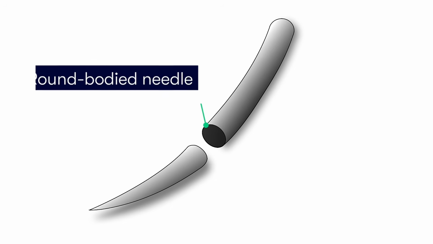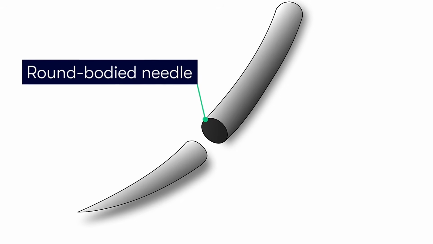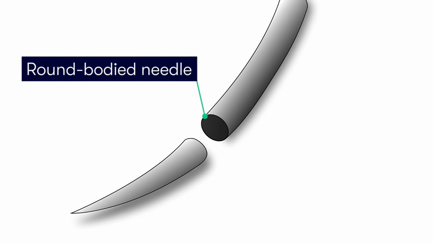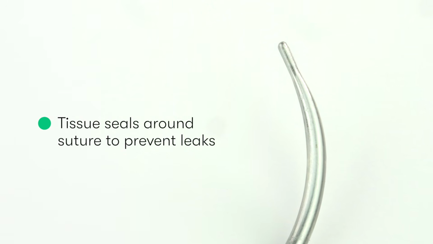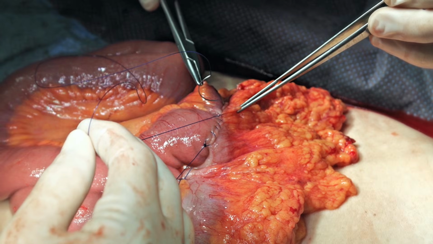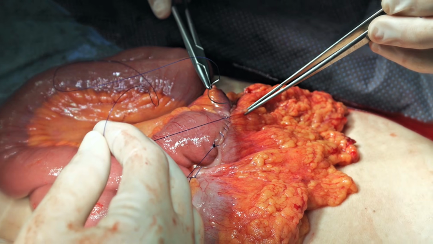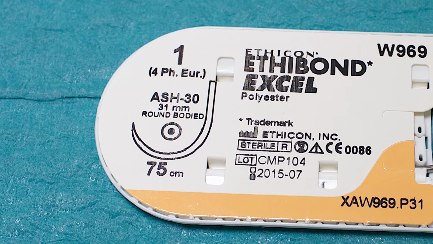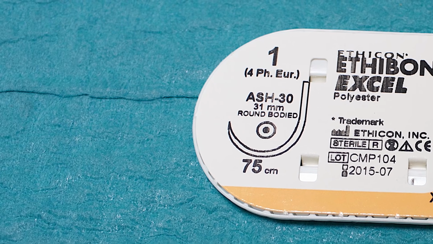With round body needles, the shaft of the needle is circular and smooth, with no sharp cutting surface. These types of needles are designed to part tissue fibers and not cut them. So once the needle has passed through, the tissue seals around the suture and prevents any leakage. Because of this lack of cutting, round body needles are used to suture softer tissues, such as bowel and blood vessels. We can identify whether a needle is round-bodied or cutting from the symbols displayed on its packaging.